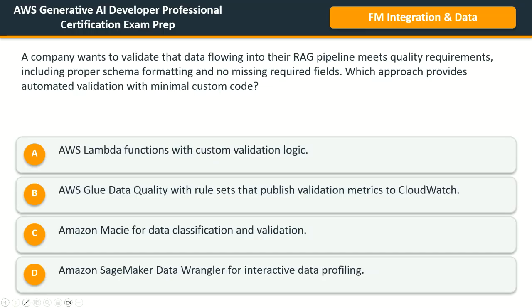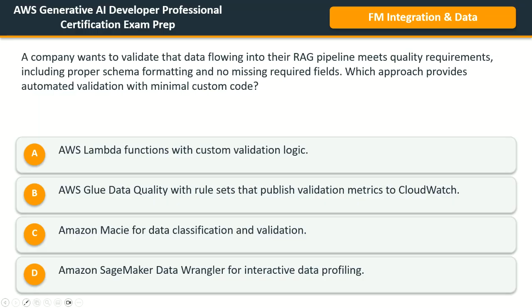A company wants to validate that data flowing into their RAG pipeline meets quality requirements, including proper schema formatting and no missing required fields. Which approach provides automated validation with minimal custom code? Here are answer options. Option A, AWS Lambda functions with custom validation logic. Option B, AWS Glue Data Quality with rule sets that publish validation metrics to CloudWatch.